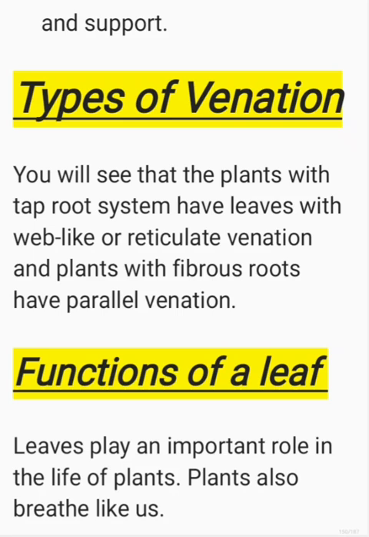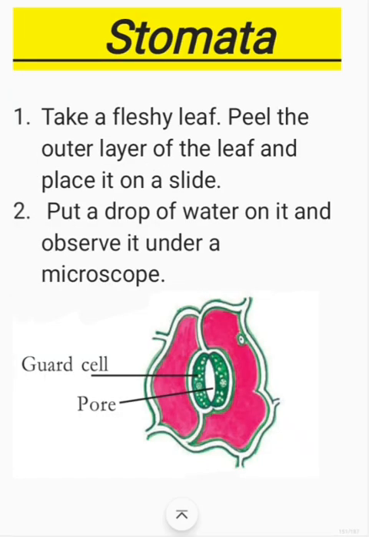Functions of a leaf. Leaves play an important role in the life of plants. Plants also breathe like us. Stomata. Take a fleshy leaf. Peel the outer layer of the leaf and place it on a slide. Put a drop of water on it and observe it under a microscope.